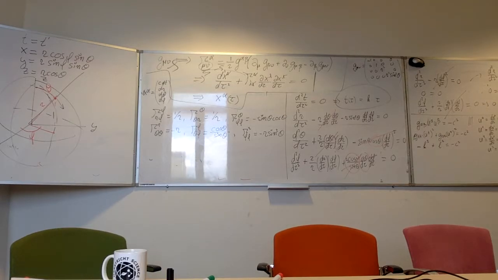Let's work on the L thing. dR/dτ. This is correct, but we can do better. dR/dτ is the same as dt/dτ times dR/dt. Agreed? Yeah. Times dR/dt, dt/dτ.